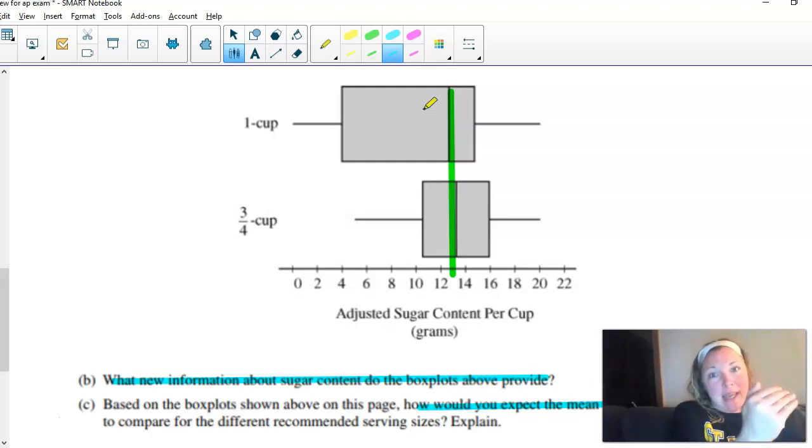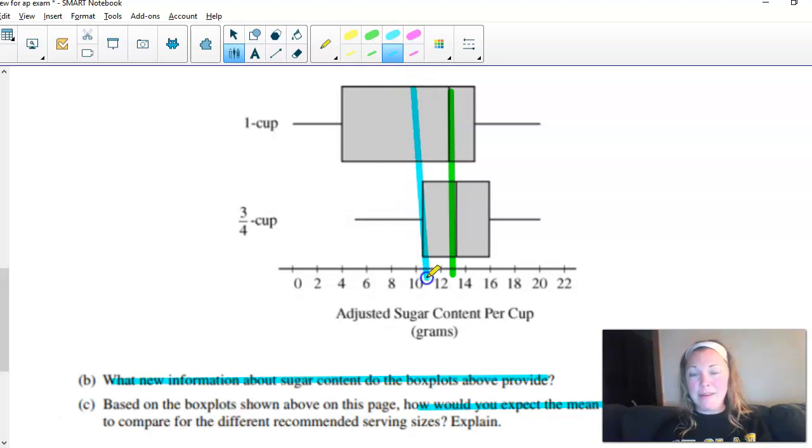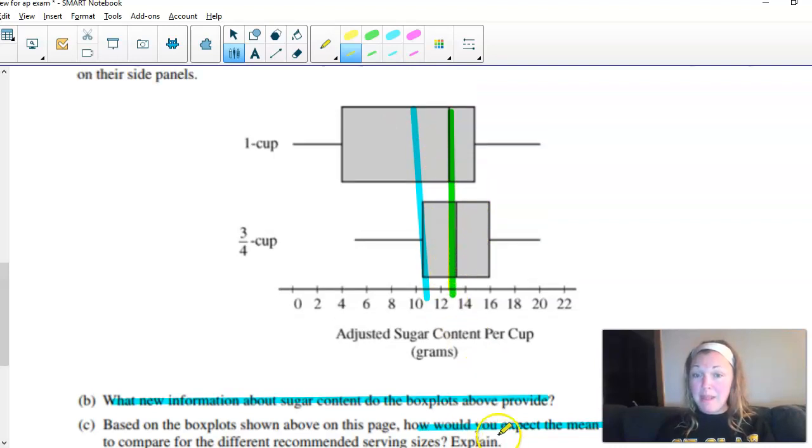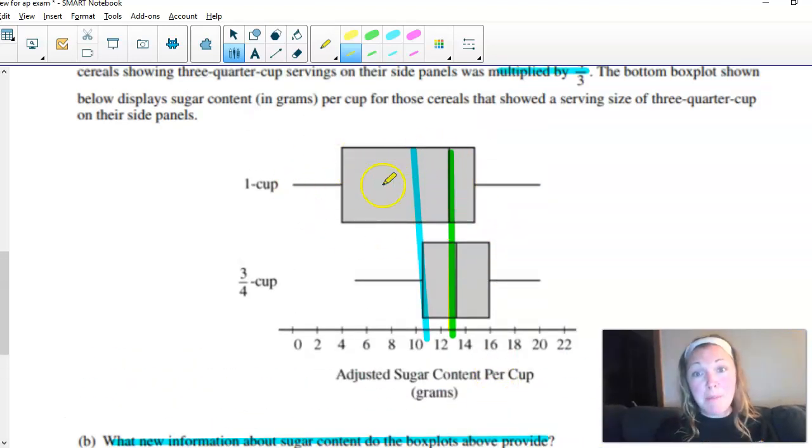So what happens then? The mean chases the tail. So the mean is going to be less than the median. Now, I don't know that it's right there, but I do know that it's going to be less than. And now the 3/4 cup is symmetric. And what do we know about symmetric distributions? The mean and the median are approximately equal. So what can we say? The mean of the 1 cup is going to be less than the mean of the 3/4 cup. Explain why? Because the 1 cup is skewed left, which means the mean will be less than the median of the 1 cup, whereas the 3/4 cup is symmetric and the mean and the median will be approximately equal.